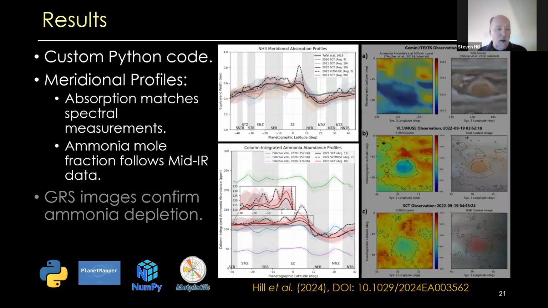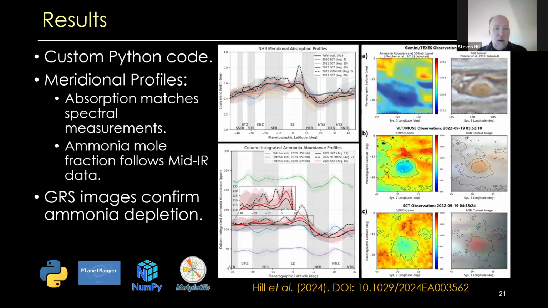And then we also make maps. So there are Great Red Spot images, and these confirm the ammonia depletion seen in the top by Gemini Texas, that's again Fletcher et al. That's, I think, a different Fletcher et al. paper actually, but it's in Hill et al. at the bottom. Basically, there's a lot of depletion at and south of the Great Red Spot. That's a 500 millibar measurement.